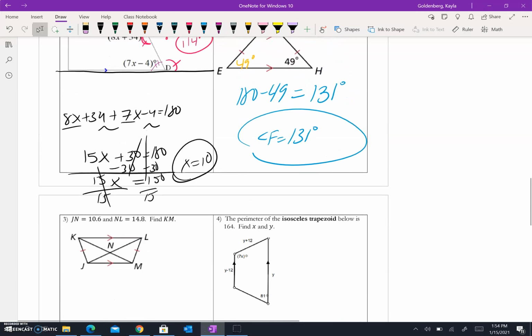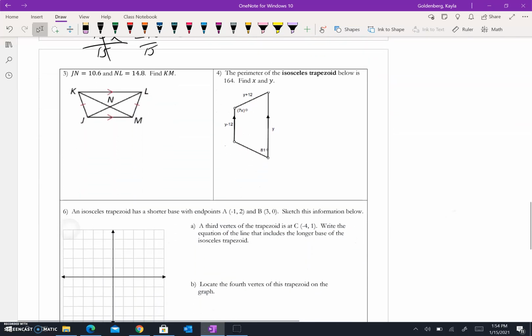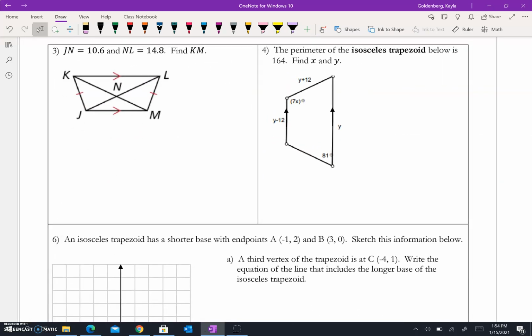Remember, as always, do pause the video as you need to be able to write out the problems. Some of you may have printed. If you prefer printing, that's always good too. So number 3 gives us that J to N is 10.6 long and N to L is 14.8 long. And they ask us to find how long KM is.